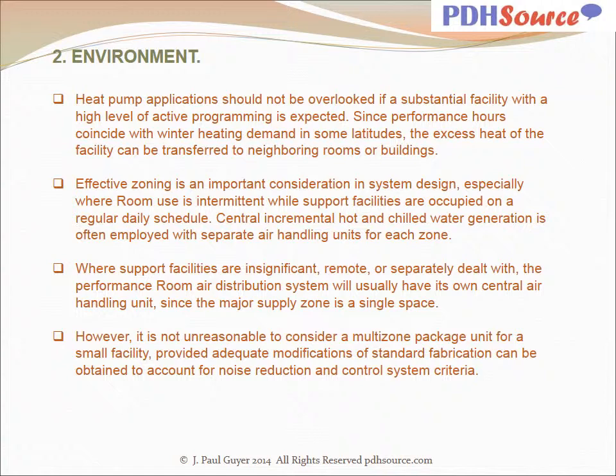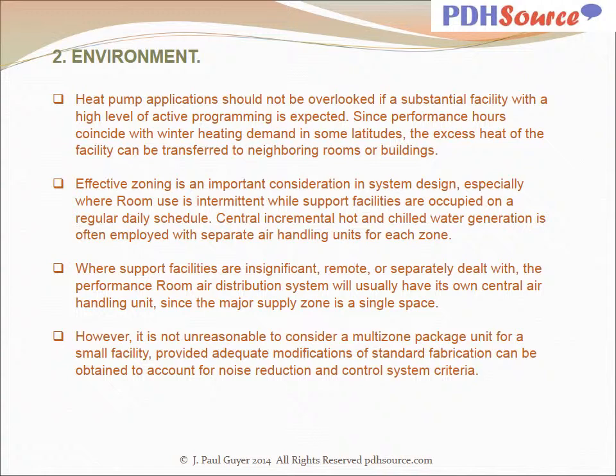Effective zoning is an important consideration in system design, especially where room use is intermittent while support facilities are occupied on a regular daily schedule. Central incremental hot and chilled water generation is often employed with separate air handling units for each zone. Where support facilities are insignificant, remote, or separately dealt with, the performance room air distribution system will usually have its own central air handling unit, since the major supply zone is a single zone.